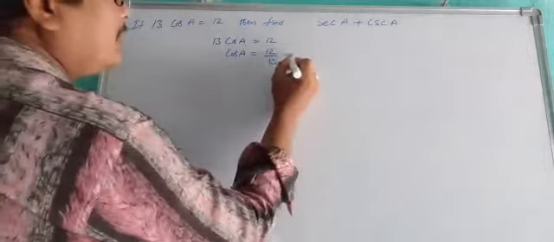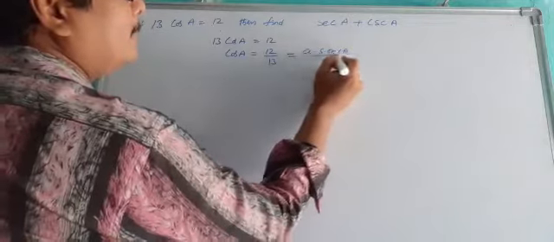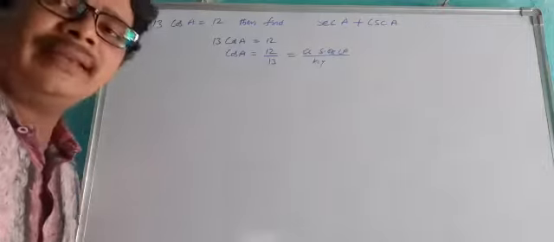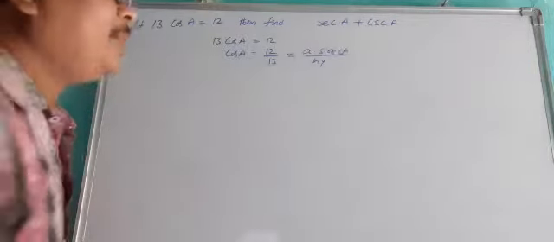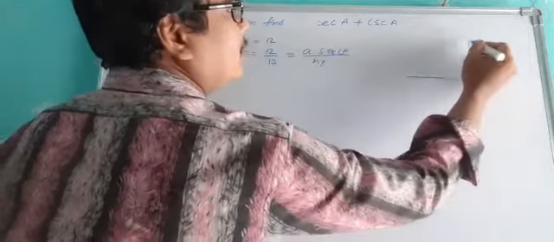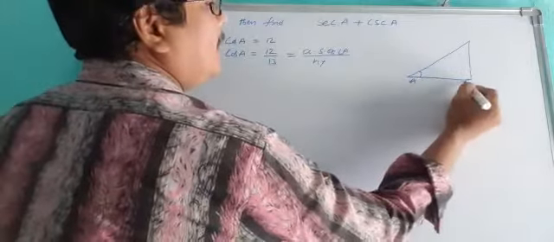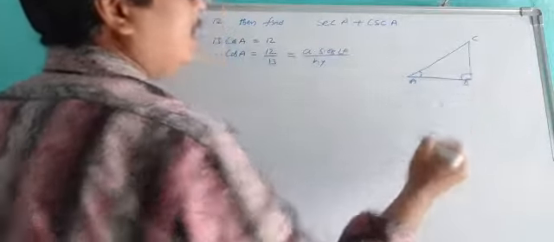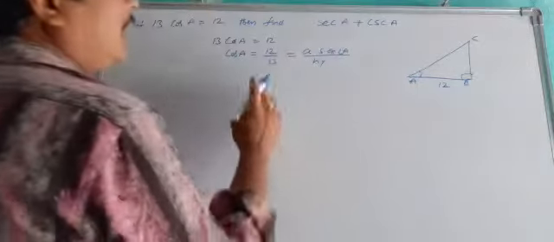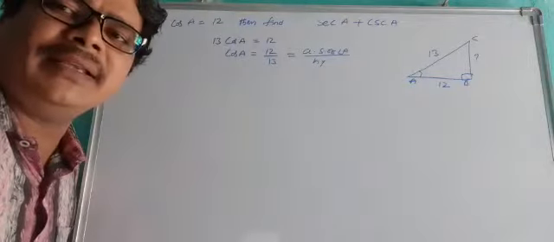What is meant by cos A? Cos A means adjacent side of angle A by hypotenuse. So you have to make one right angle triangle. Okay, so this is A and B and C, right angle at B. Adjacent side of angle A, that is 12, and hypotenuse, that is 13. We have to find out the other side BC.